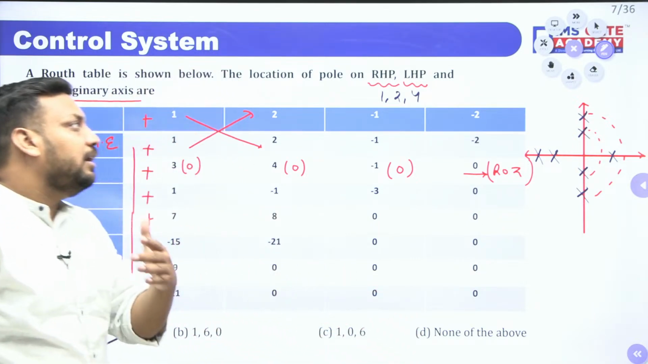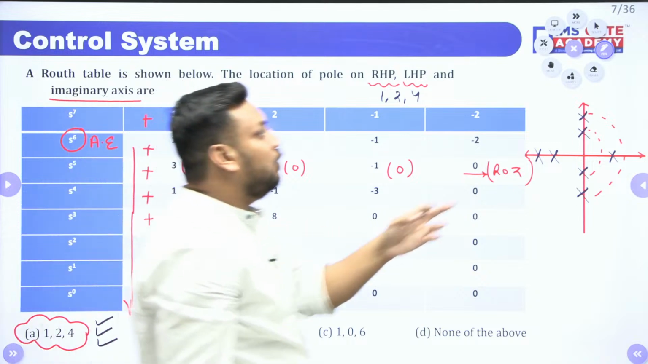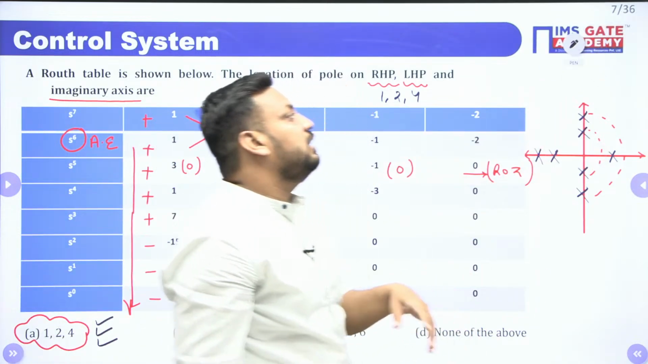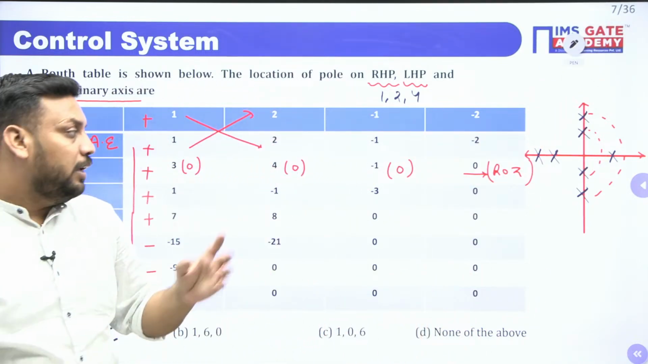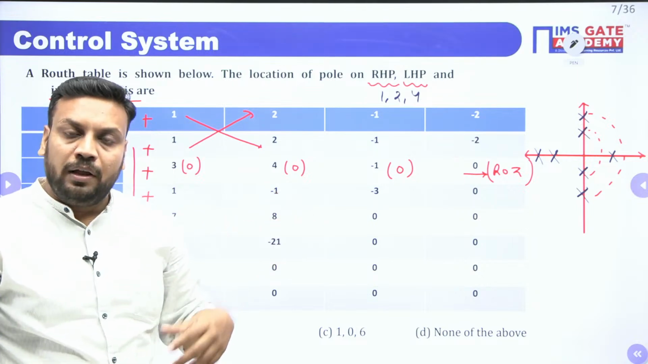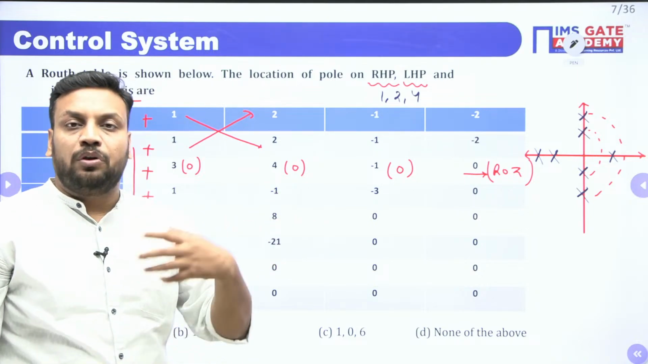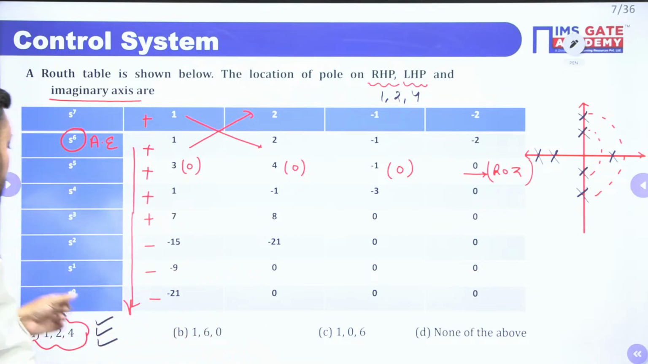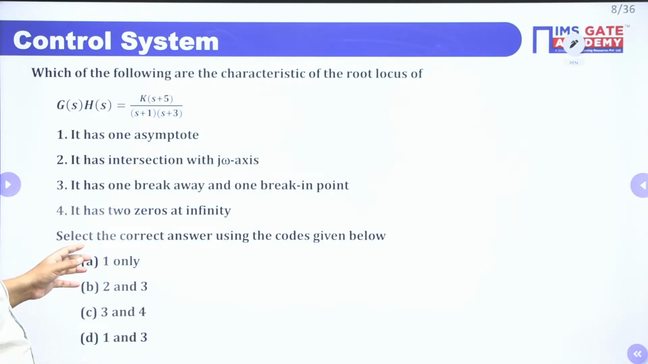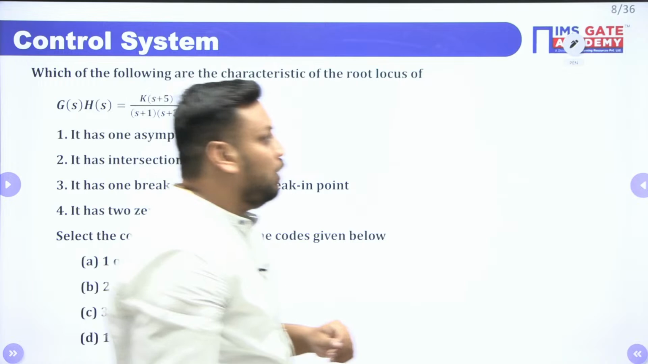So we have the unmatchable concepts of control, signal, digital that I already taught you. Now it's time to solve good practice problems to recall those concepts. Now, guys, going to the next one. Here is a good question based on the root locus concept.